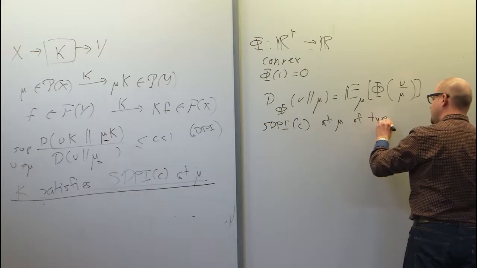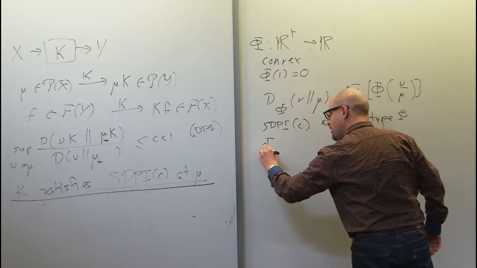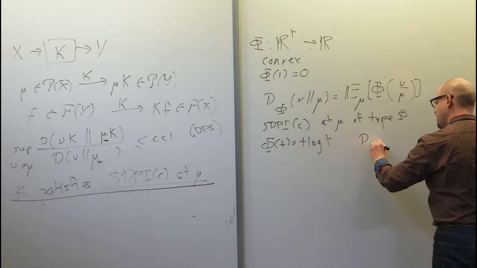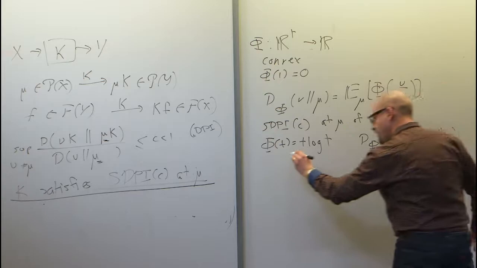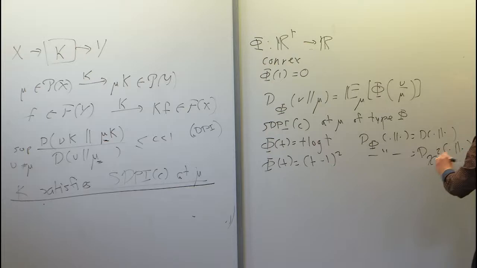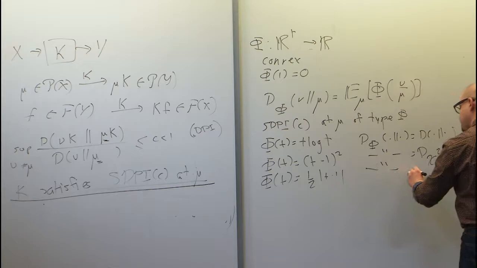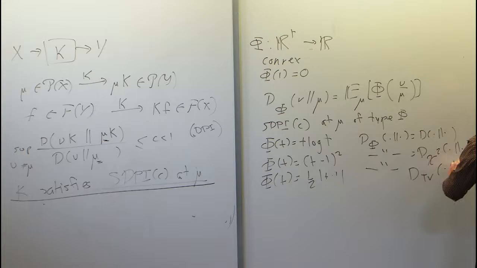And I'm going to omit all mention of phi if phi is just the function t log t. So in particular, if phi of t is equal to t log t, then the corresponding phi divergence is just the relative entropy. If phi is t minus 1 quantity squared, then this phi divergence is called the chi-squared divergence. If phi of t is 1/2 absolute value of t minus 1, then the corresponding phi divergence is the total variation distance, which of course is also a metric, but you know, let's write it this way.